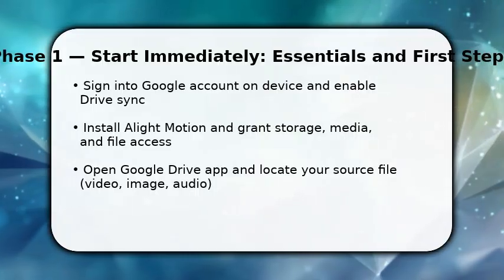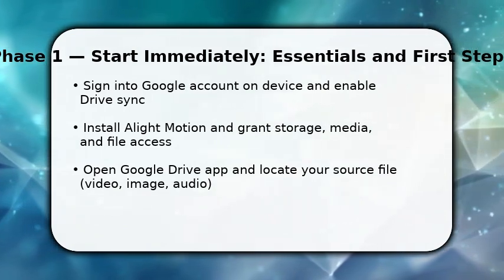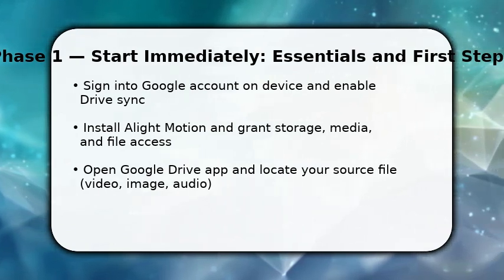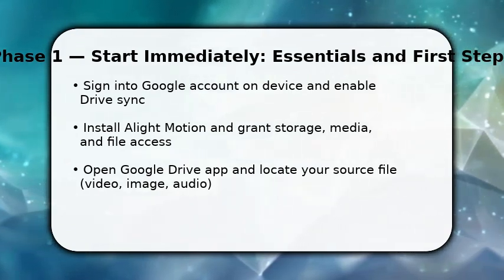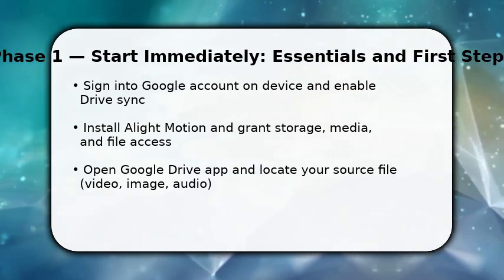You'll start by ensuring Drive is accessible to Alight Motion. Sign into the Google account on your phone and make sure Drive Sync is active. This lets files appear offline. Once done, open Alight Motion and grant storage and file permissions so the app can import media.